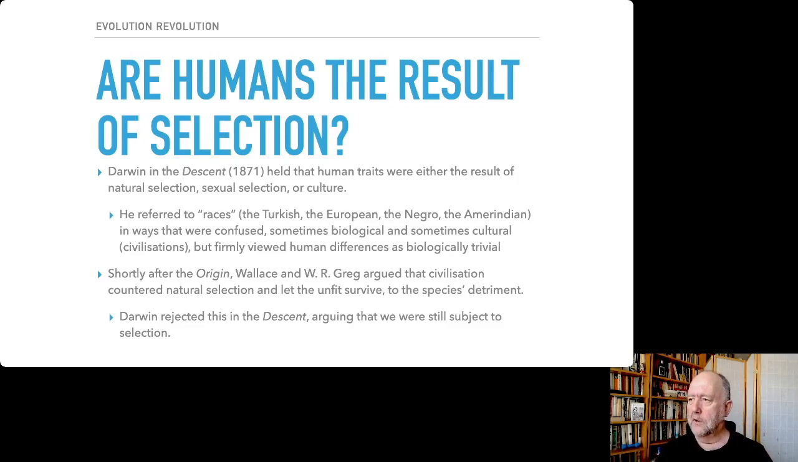He used the term races. It would be surprising if naturalists at that time, particularly a botanist, where botany used the term race quite extensively, did not. He referred to human races such as the Turkish race, the European race, the Negro race, the Amerindian race, in ways that were confused, I think. Sometimes he thought that they were biological and sometimes cultural or civilizations, but he firmly viewed human differences as biologically trivial, except that he did think there was a sense of maturity in different races. And of course, the Europeans were the most mature of the lot, and the most undeveloped were those like the Fuegians that he encountered during the voyage of the Beagle, that they were childlike or perhaps corrupted or something like that.